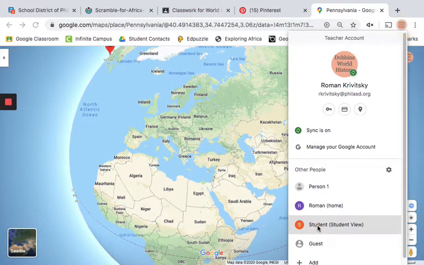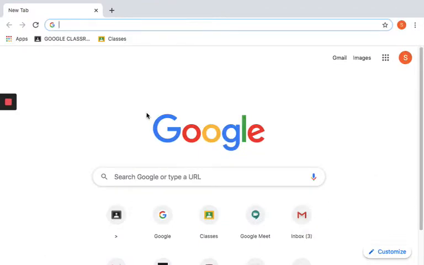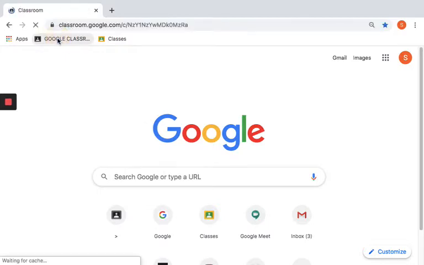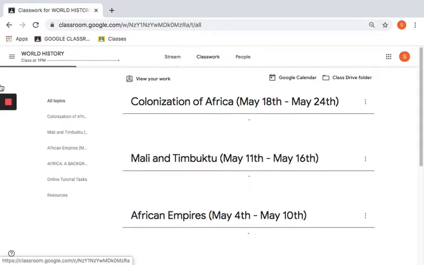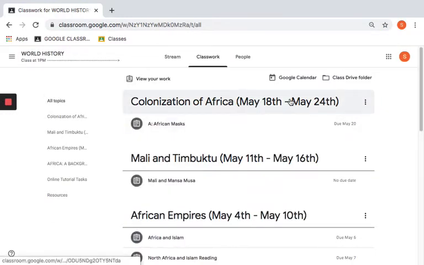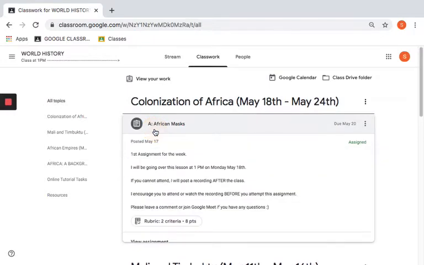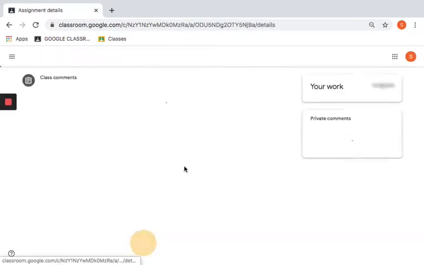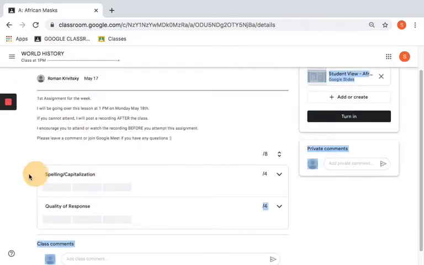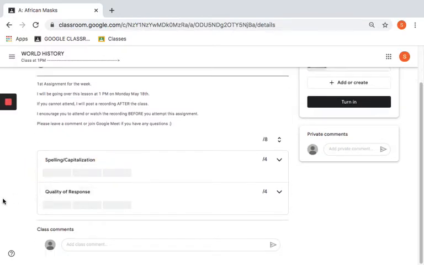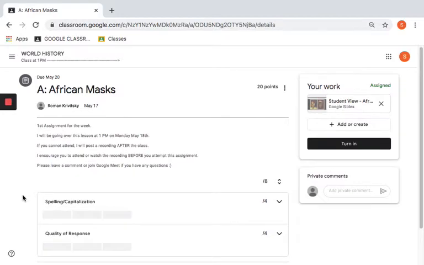So for this week, we had an assignment called African Masks. If you don't know where to find the assignment, obviously you already did. I'm going to go to my Google Classroom. I'm always going to start with the classwork tab. I'm going to start with the week that we're currently on. I see one assignment called African Masks. I'm going to open to where it says View Assignment. I'm going to make sure that I read all the directions. Once again, Mr. Roman's asking me about spelling and capitalization, so I want to make sure I'm capitalizing things correctly, and I'm also responding to the questions. Here we go. So I'm going to open it up.